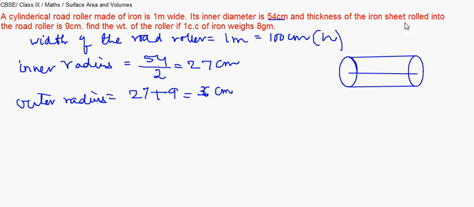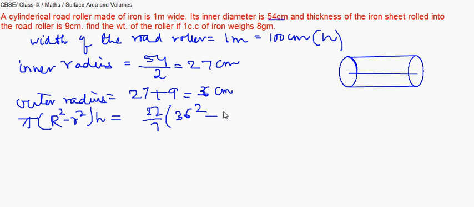We have to first find how much volume of the iron is required. We have just learnt about the formula. It will be pi (R square minus r square) h. This will give us the volume of the iron used. Then we can find the weight of the roller, as the conversion is given already in the question. Let us substitute the values we have just found out. So outer is 36 square, minus 27 square, and the height is given as 100 centimeters.